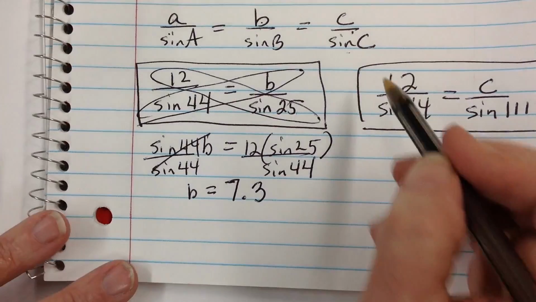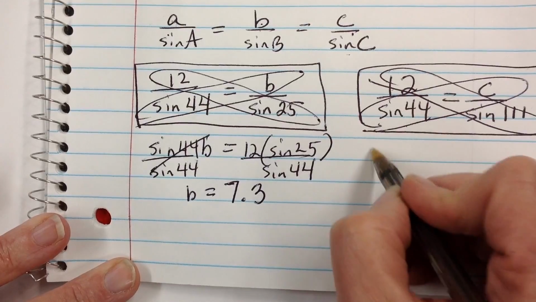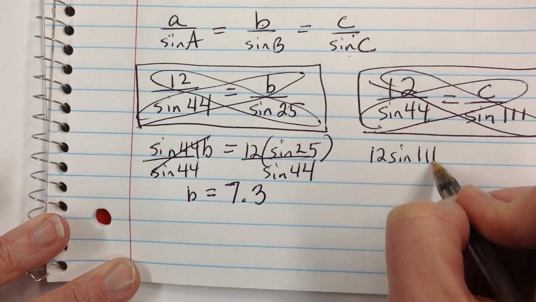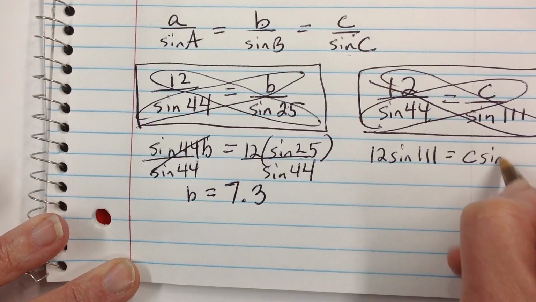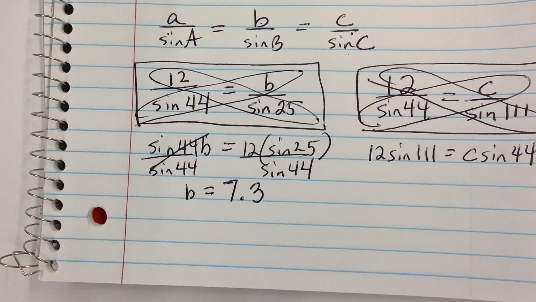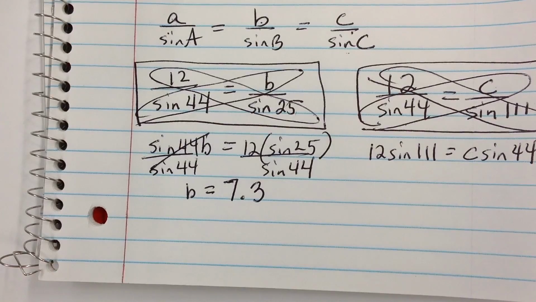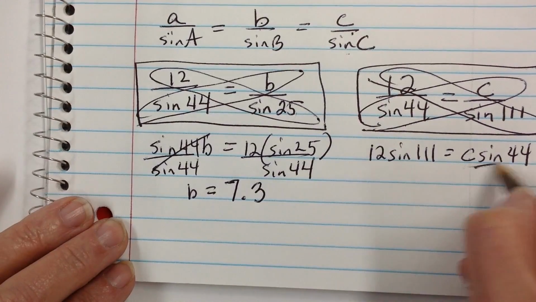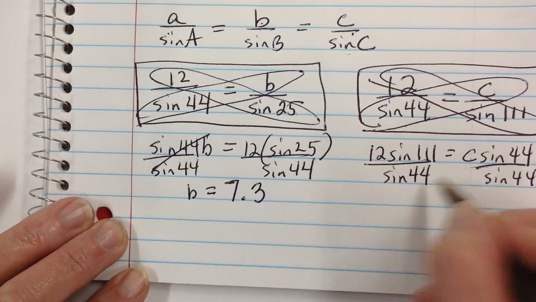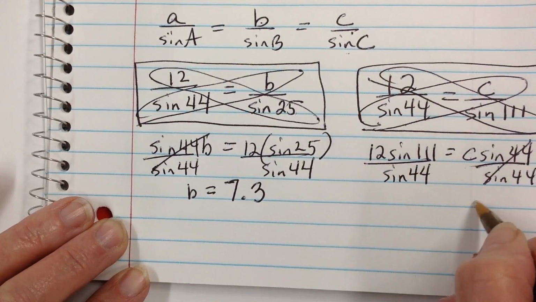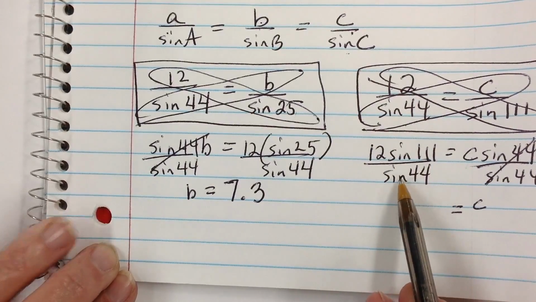Let's solve this proportion. Again, cross multiply. 12 times sine of 111 equals c times sine of 44. Again, I could have had those swapped. I could have had this on the left and this on the right. Same thing. I'm solving for c, so let's divide both sides by sine of 44. So c is equal to 12 times sine of 111 divided by sine of 44.